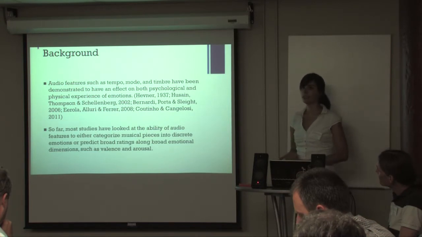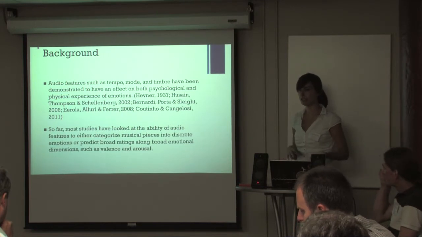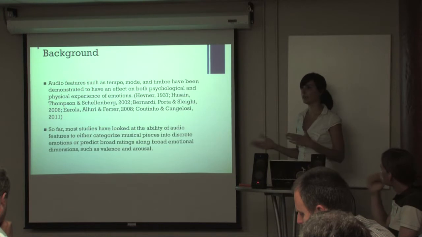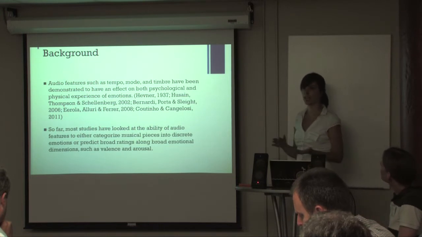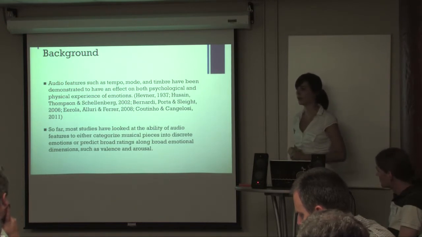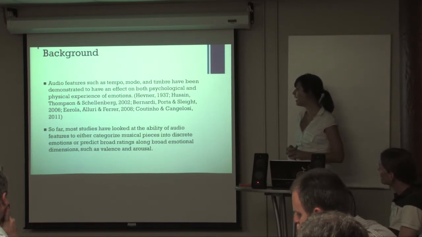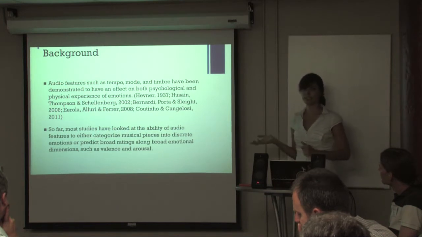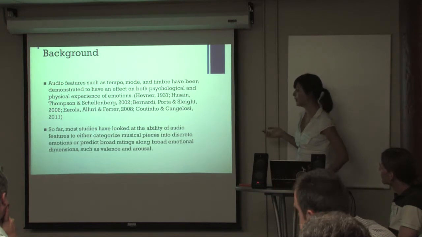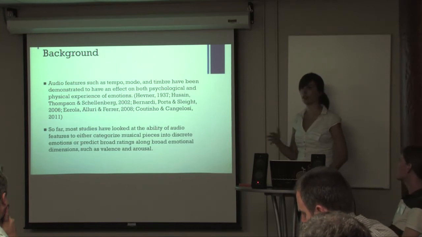Now, most of the studies that have looked at the ability of these features to predict emotional content have mainly looked either at categorizing tracks, so establishing whether a track is angry or not angry, for example, or classifying them along continuous dimensions of valence and arousal, so how pleasant versus unpleasant the track is, or how exciting or calming it is. One of these studies, in 2011 by Ilie, looked at the ability of these audio features to predict valence and arousal across different genres, and he found that features acted quite differently across different genres.